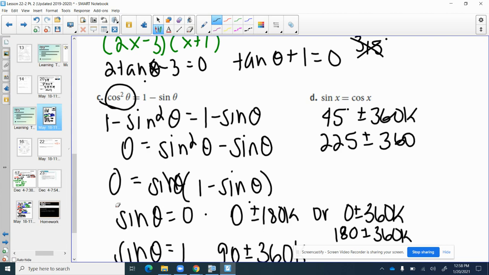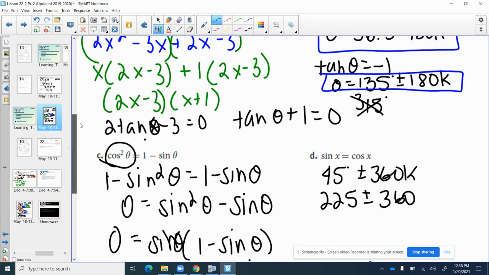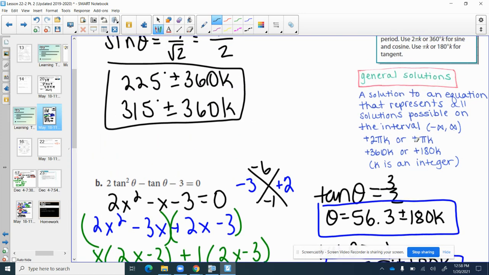So that kind of concludes our talk again about our general solutions. A reminder, when in doubt for sine and cosine, always use 2 pi k or 360k, but if you can simplify how you write your answers, 180 works as well.